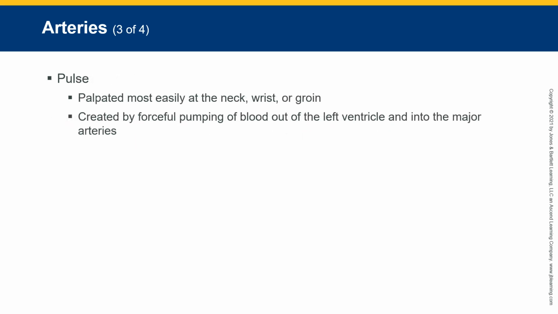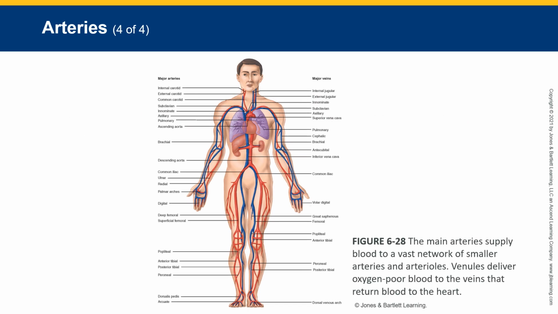When we're looking at pulse, it's very easy to find the pulse at the neck, the wrist, and the groin, at the carotid, at the radial, and at the femoral pulses there. But pulse is created by the forceful pumping of blood out of the left ventricle and into the major arteries. So that actual pumping process is what creates the pulse you feel.